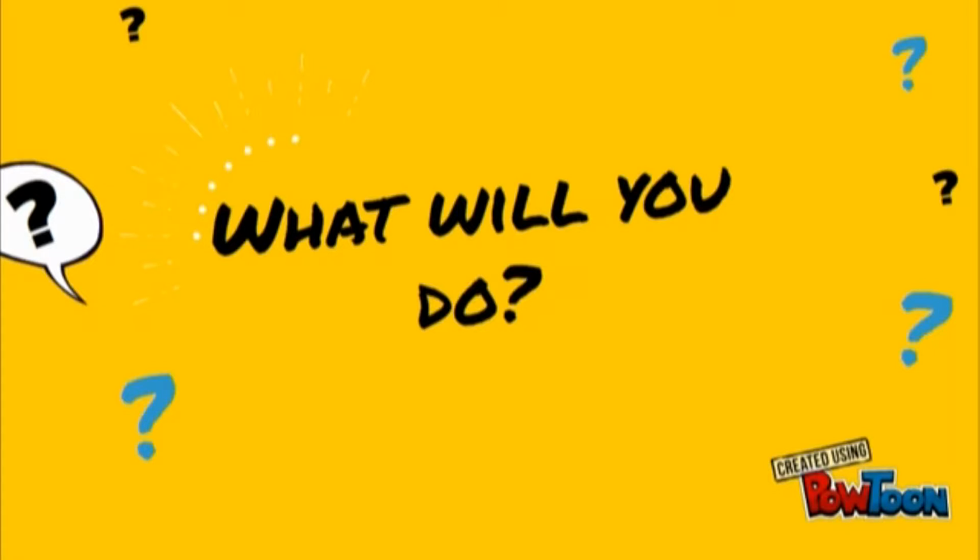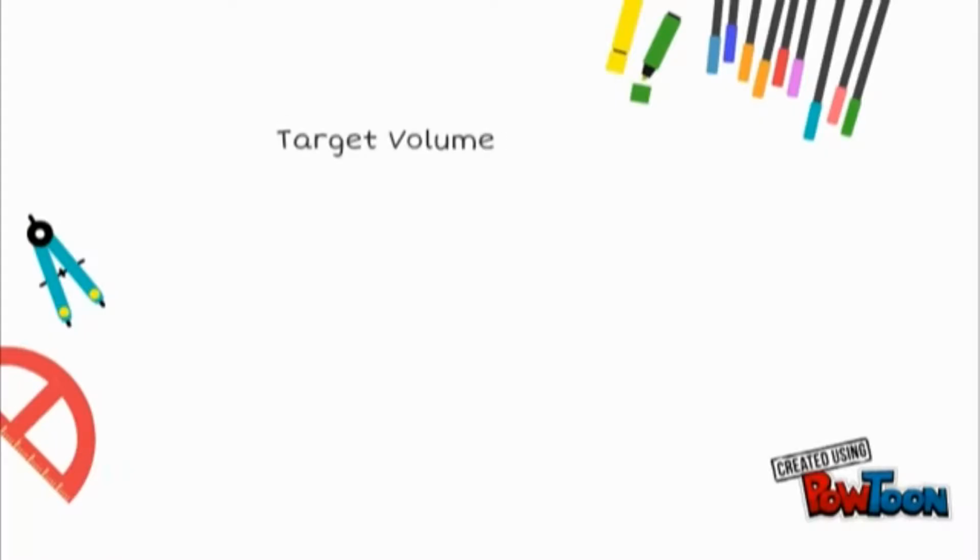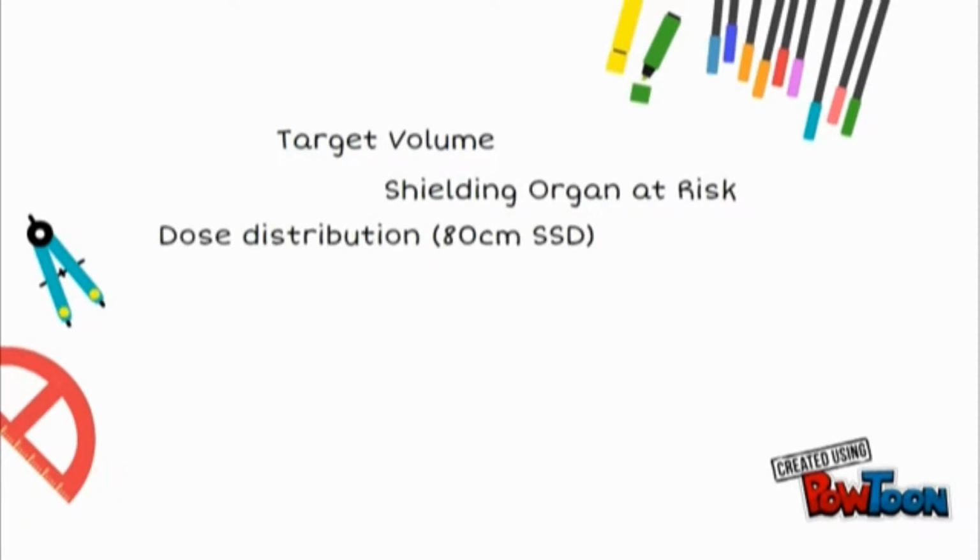We will explain the target volume, shielding of organs at risk, and the dose distribution, which also includes what happens if the fraction is delivered at 80 cm SSD rather than 100 cm SSD, the beam arrangements, and its reasons.